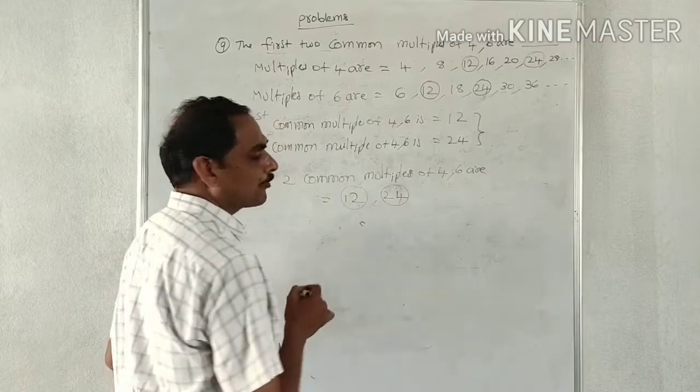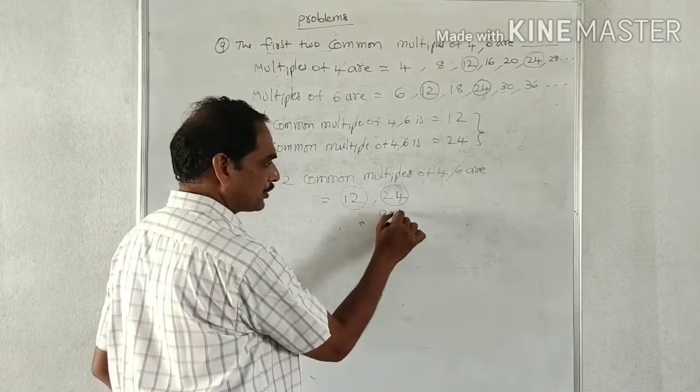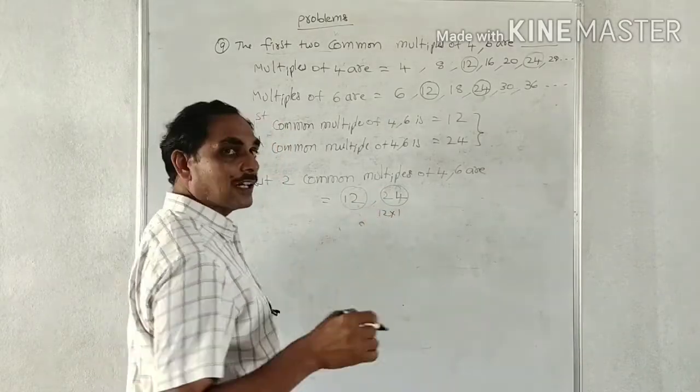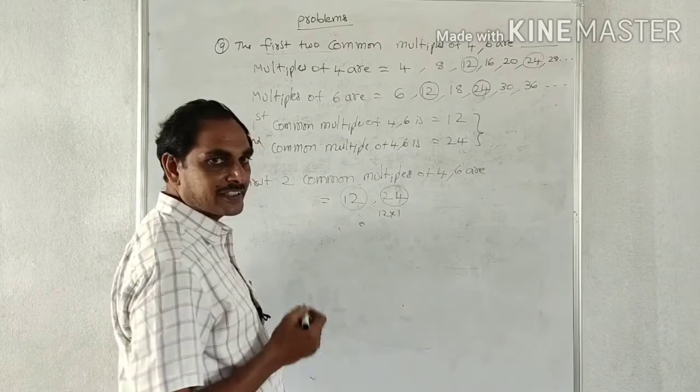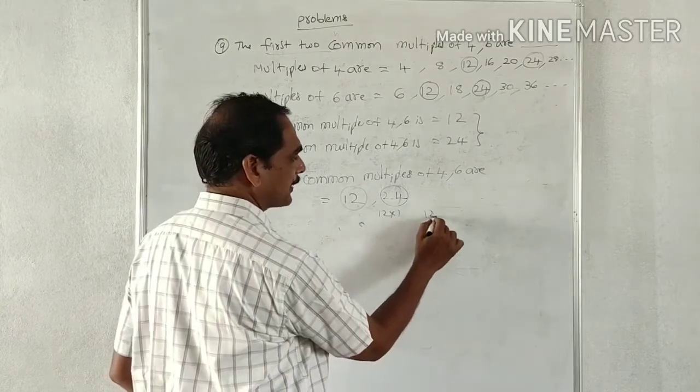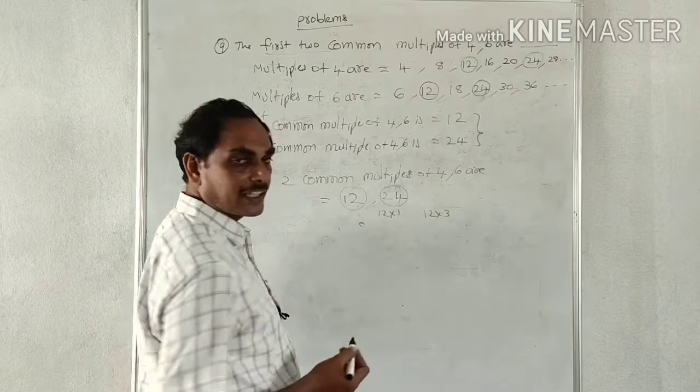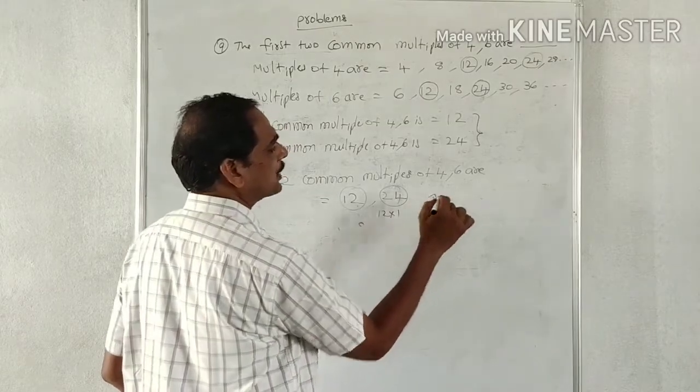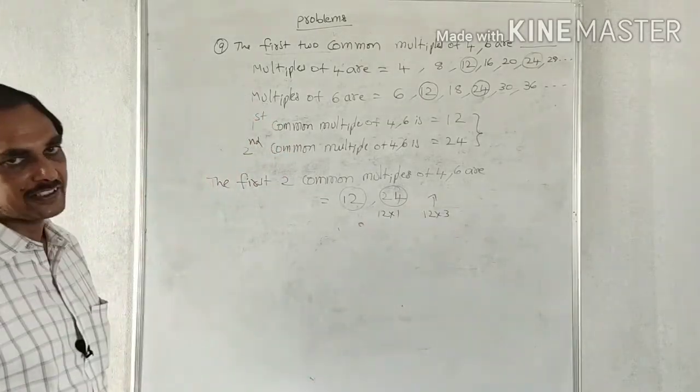The second common multiple of 4, 6 is 12 into 2. What is the third common multiple of 4, 6? We can easily find it by multiplying 12 with 3. We get the third common multiple of 4, 6.